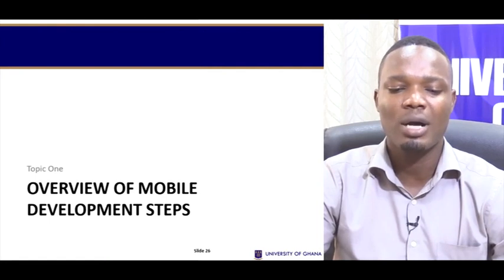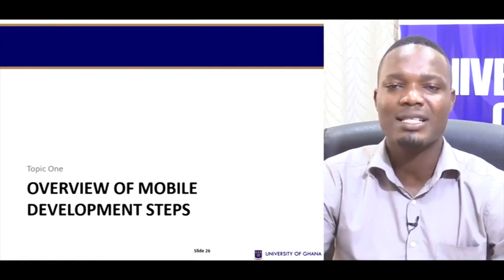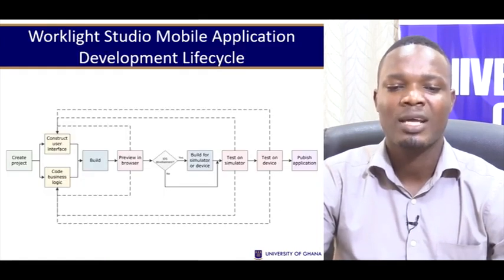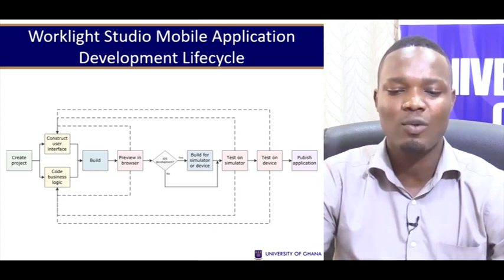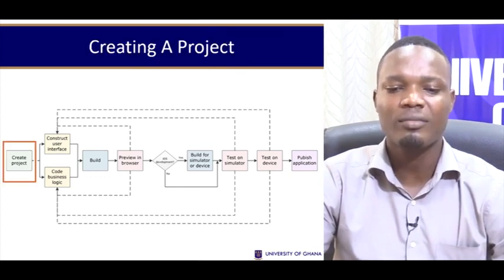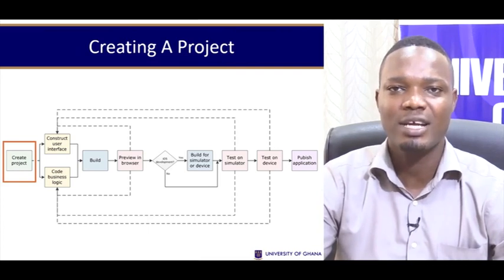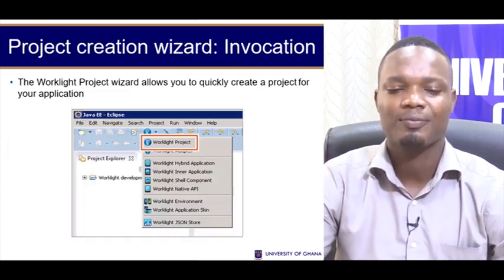We'll now want to talk about the overview of mobile development steps. For every Worklight mobile application development, it follows through a life cycle. We are going to look at what this life cycle is. Currently, we have a diagram showing the processes and different stages that we need to go through to develop an application. The first part of it is creating a project.